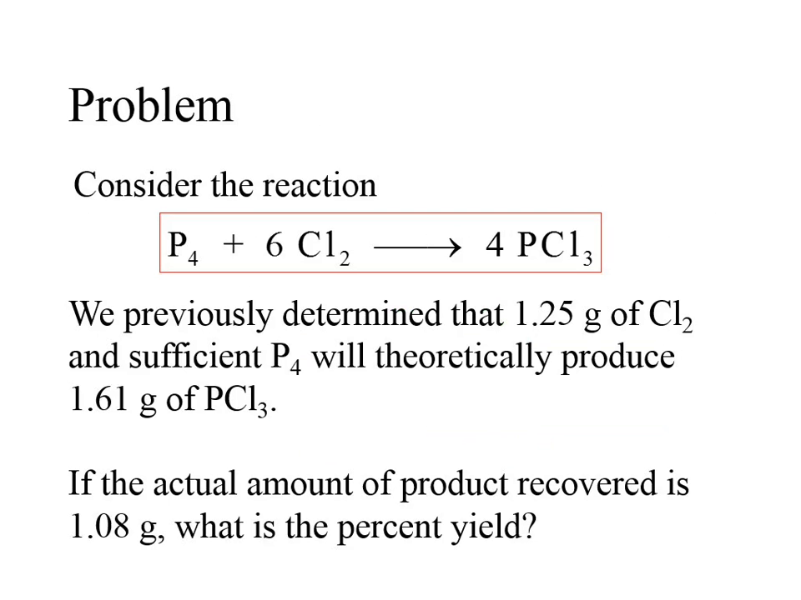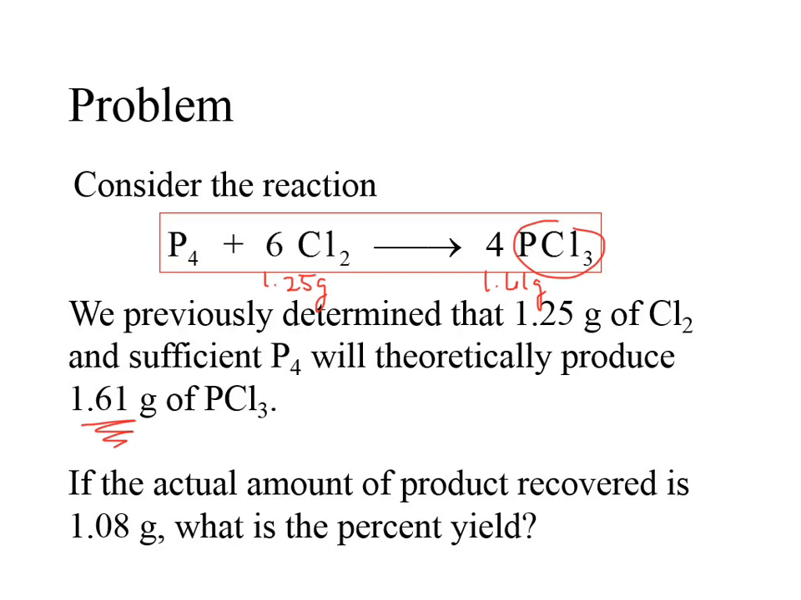So we'll do an example here. The thing to focus on when you read it a few times, since this is a yield problem, is it says we did a stoichiometric calculation before that says based upon 1.25 grams of Cl2, you should theoretically get 1.61 grams of PCl3. Okay, we did that before. That's your theoretical yield. See, a theoretical yield is just a stoichiometric calculation.